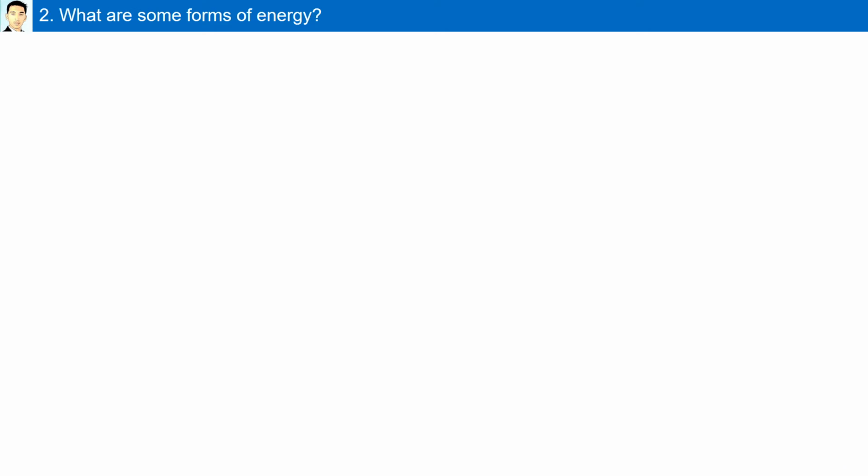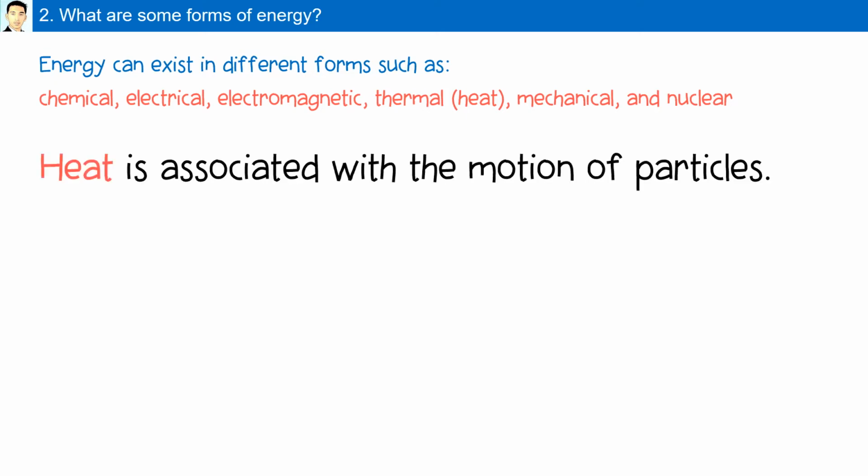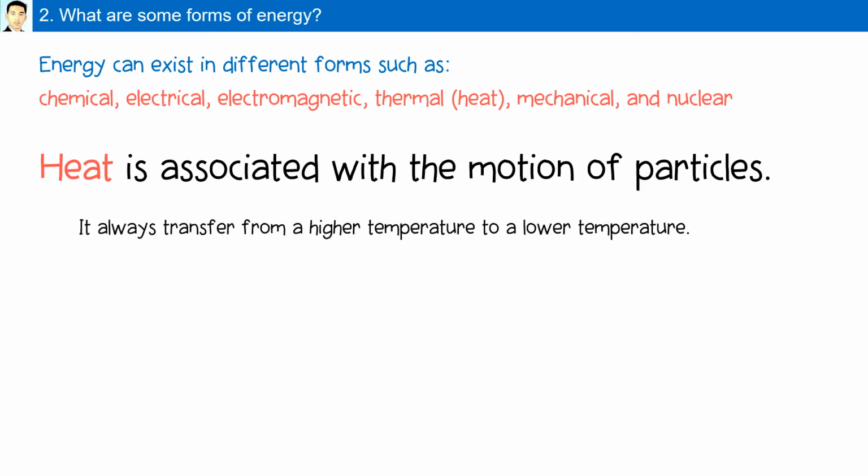What are some forms of energy? Energy can exist in forms such as chemical, electrical, electromagnetic, thermal or heat energy, mechanical, and nuclear. Heat is associated with the motion of particles. It is always transferred from a higher temperature to a lower temperature.